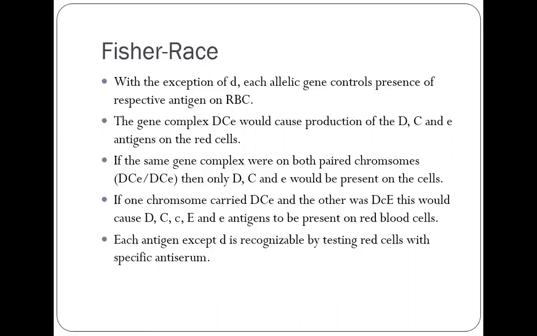So each antigen, except again for the little d, which is an amorph and produces a null phenotype, is recognizable by testing red cells with specific antiserum. So we can use manufactured antiserum and direct it at those antigen sites on the red cell and be able to agglutinate it and pick it up.